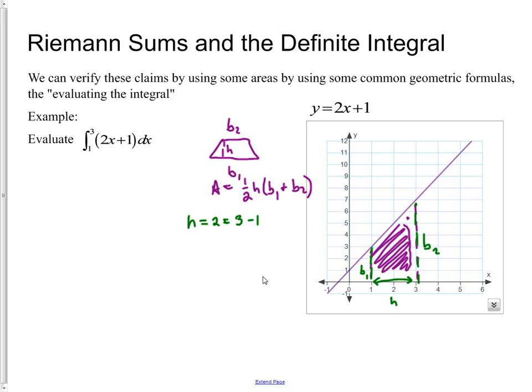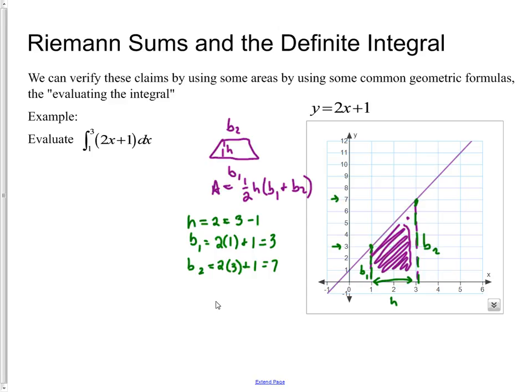For our bases, base 1 is going to be the value of the function at x equals 1. So we're going to take base 1 to be 2 times 1 plus 1, so that will be equal to 3. And you can certainly see that's the y value right over here. And of course, base 2 then is going to be 2 times 3 plus 1, and we know that that's going to be 7. Again, we can verify that on our graph right here.